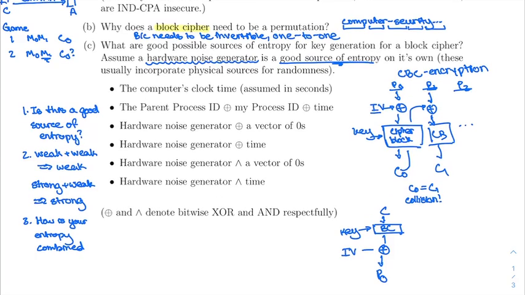But we will go through this. I'll put down the answer, and when the solutions come out, those have much more detailed explanations, but I will just explain them in a couple of lines. So for the first one, no, a computer's clock time is not a good source of entropy.